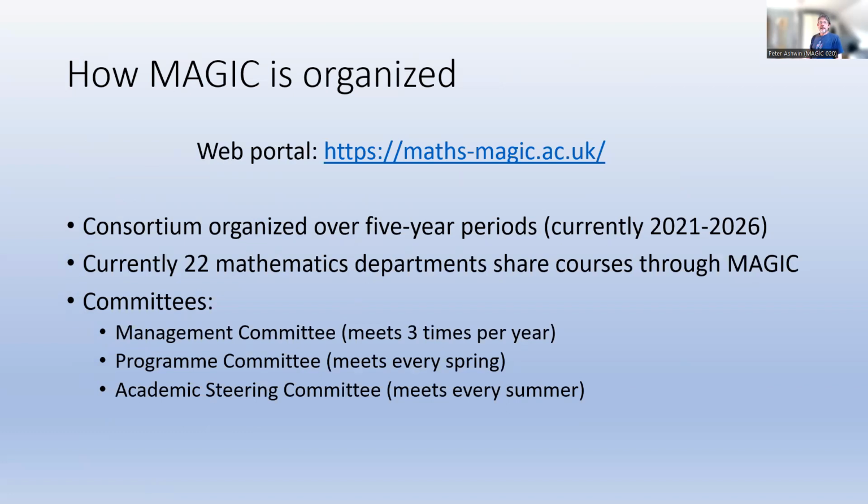Finally, a few words on how Magic is organized. We have the web portal, which has a lot more details on it. If you go down to the bottom, you'll see information such as annual reports and such things. We are organized over 5-year periods. We sign a legal agreement between the consortium members. The current one runs from 2021 to 2026. Currently, there are 22 mathematics departments that share courses through the consortium, and we have 3 committees.